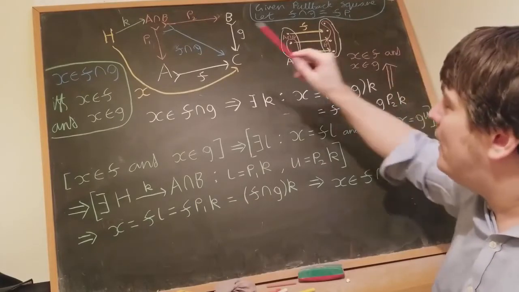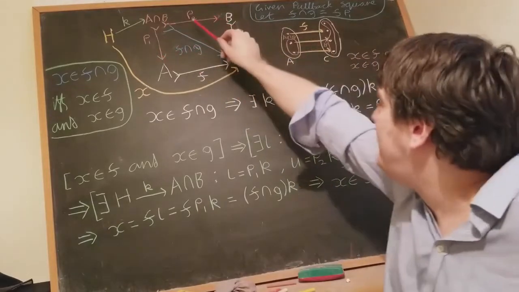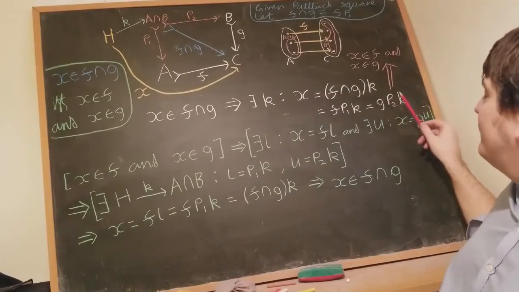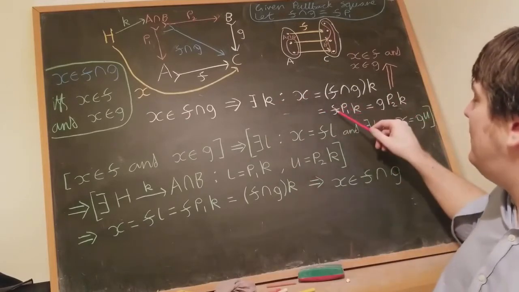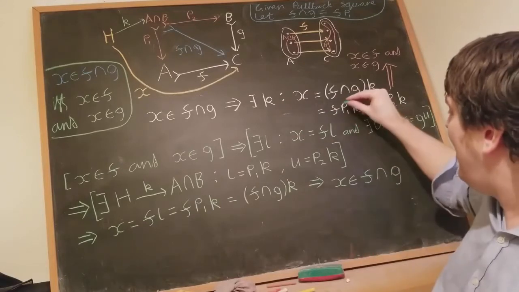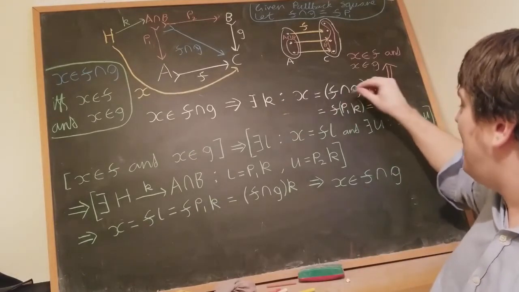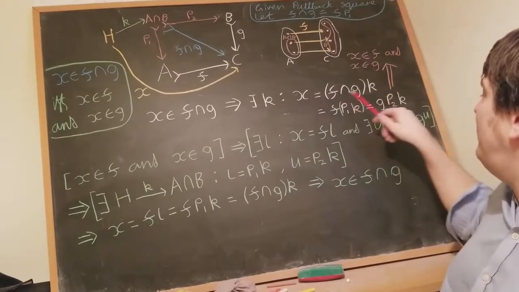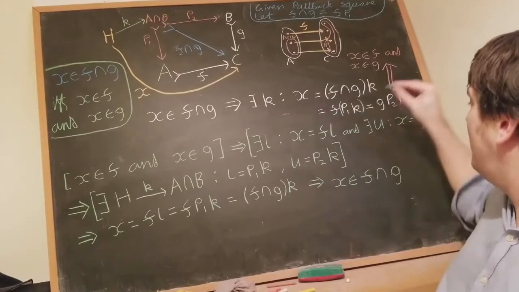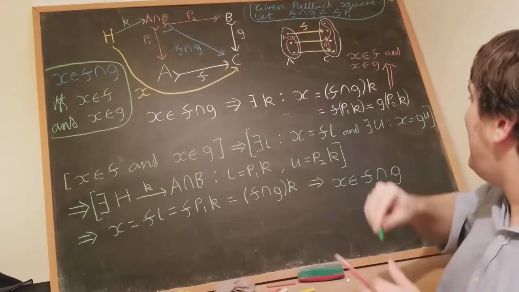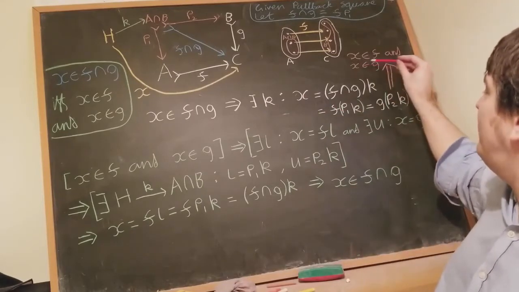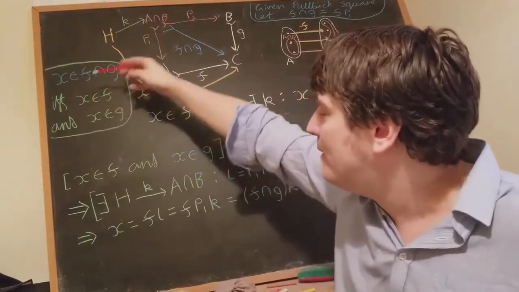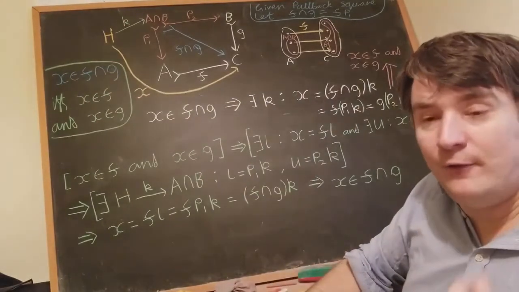And also, we know that F after P1 is G after P2. So we can also write this as G after P2 after K. And then since x is equal to f after p1 after k, we must have that x is in f. And since x is equal to g after p2 after k, we must have that x is in g. So we've got that this blue statement here implies this green statement.